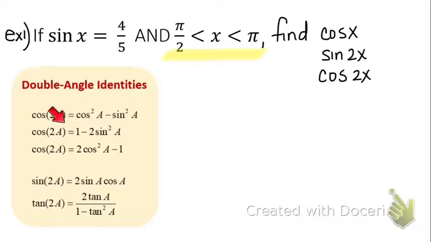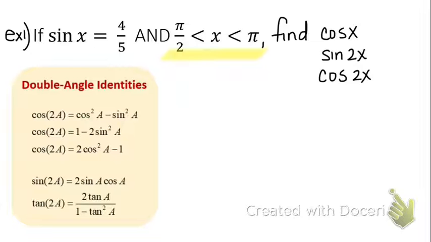I want to point out, notice that there are 3 different equations that you can use for cosine double angle. Do you see that on your purple paper? There's 3 choices. For sine double angle, it's only 1, and for tangent double angle, it's only 1. All 3 of these will give you the same answer.